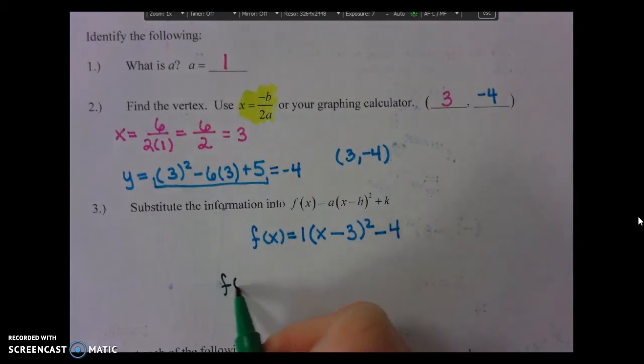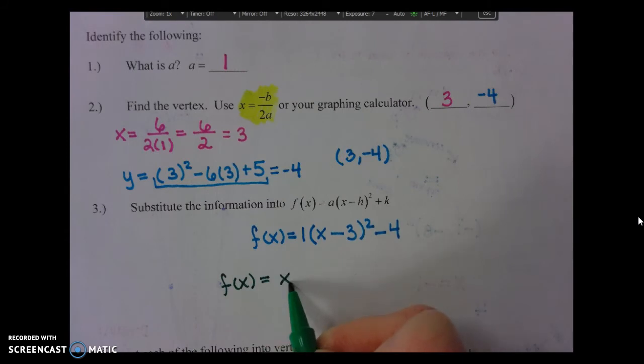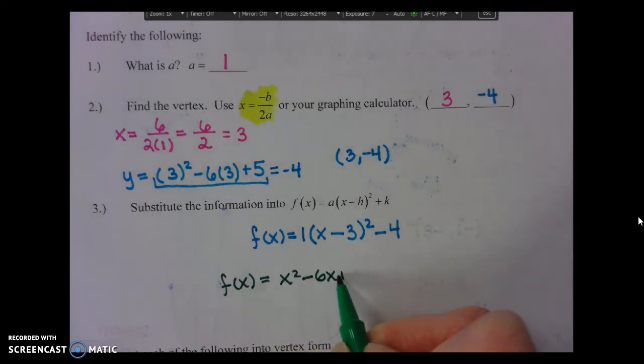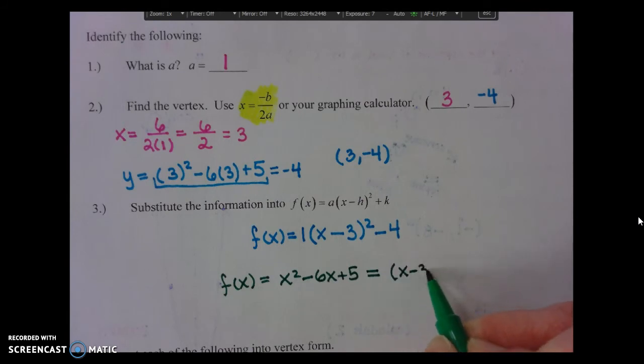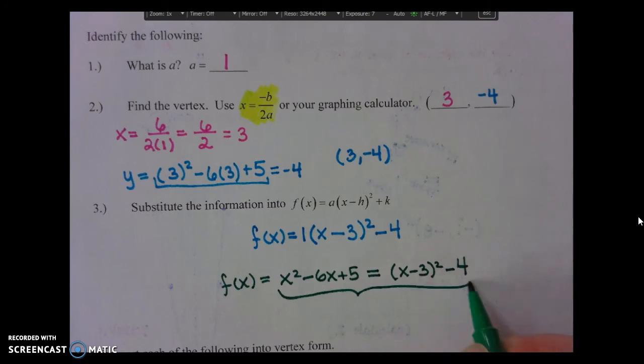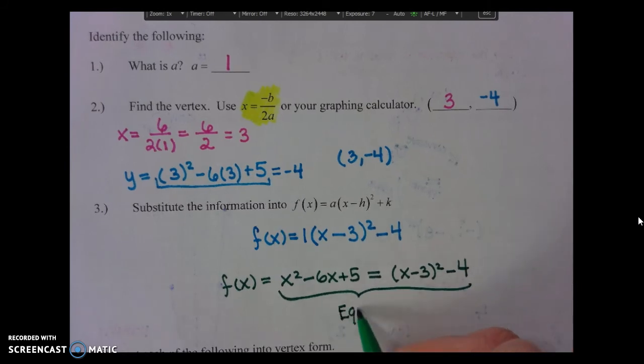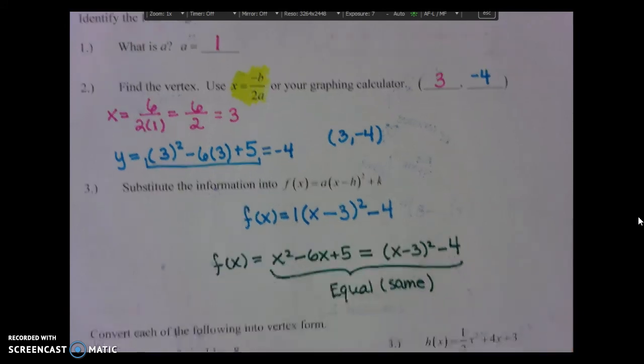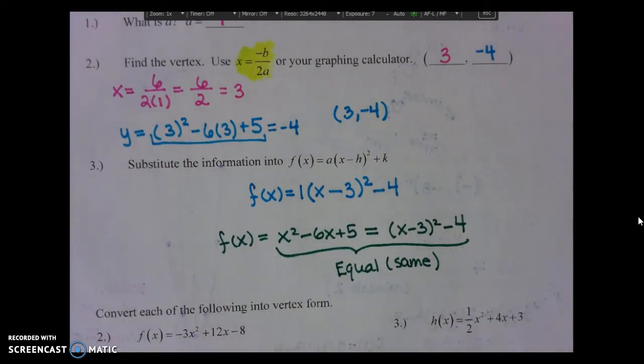So this equation, f of x equals x squared minus 6x plus 5, is also the same as (x minus 3) squared minus 4. These are equal. They're the same graph, just in a different form. They're the same function, just in a different form.